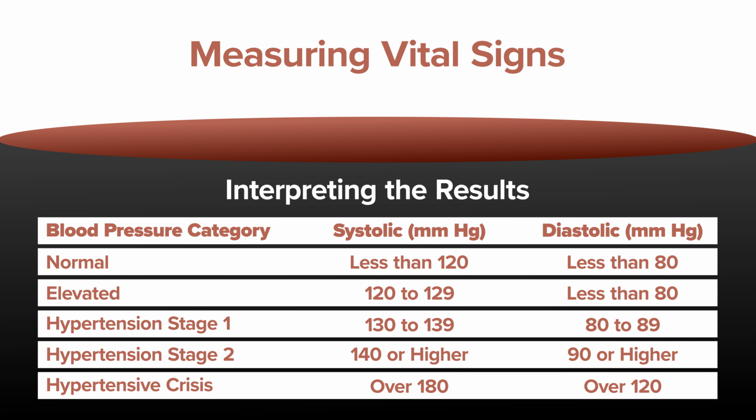High blood pressure or hypertension stage 2. Systolic pressure of 140 or higher, or diastolic pressure of 90 or higher. Hypertensive crisis. Systolic pressure higher than 180 or diastolic pressure higher than 120. Immediate medical attention is required in this case.